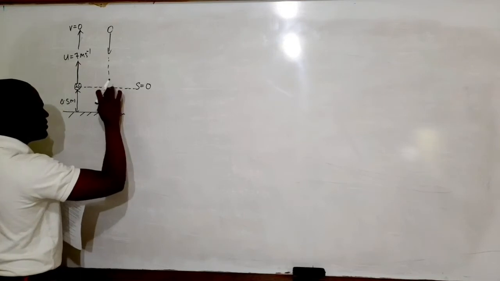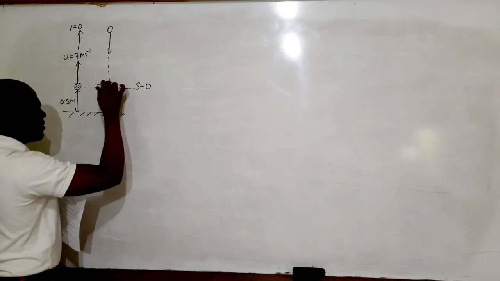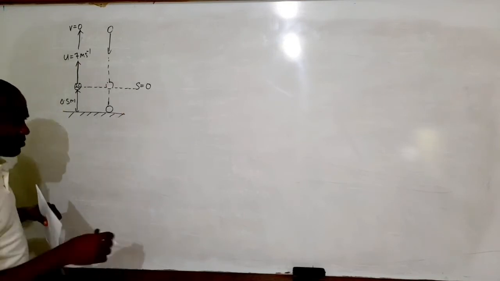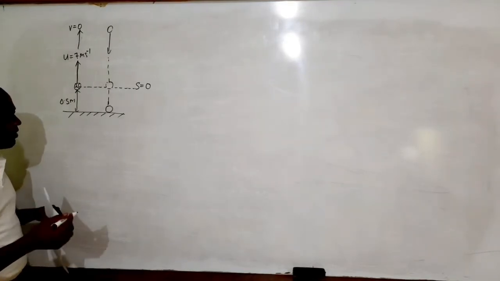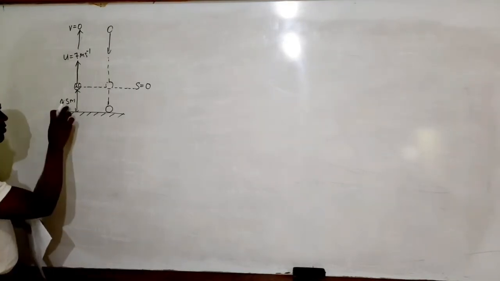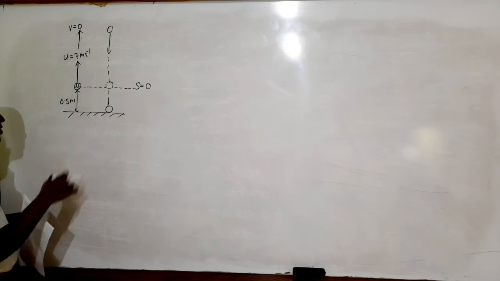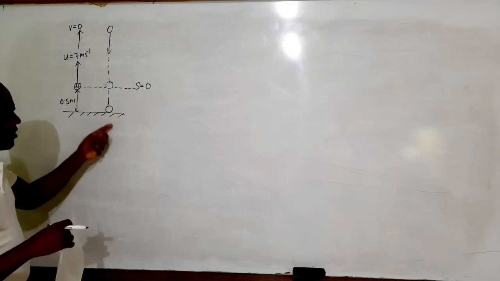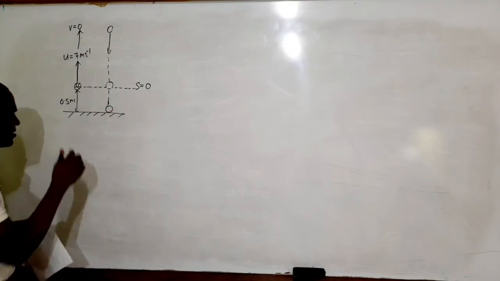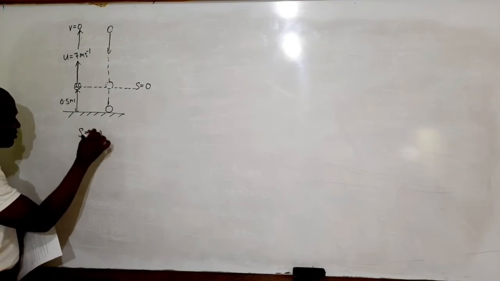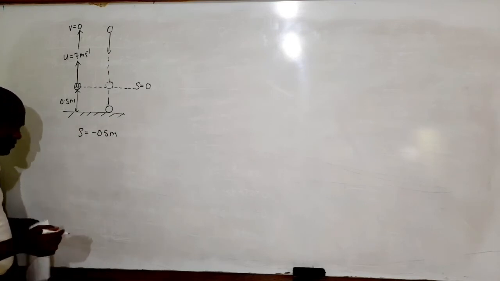Net vertical displacement is equal to 0. But it doesn't stop there. It continues to go to ground level, and since the ground is 0.5 meters below the initial level of projection, when it strikes the ground, the net vertical displacement S is equal to minus 0.5 meters, right?